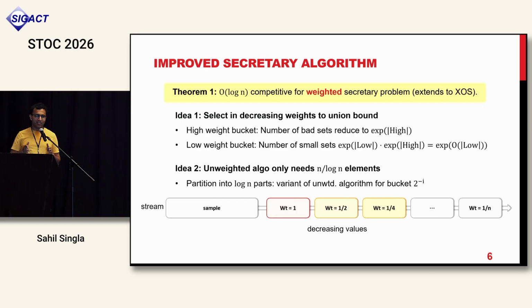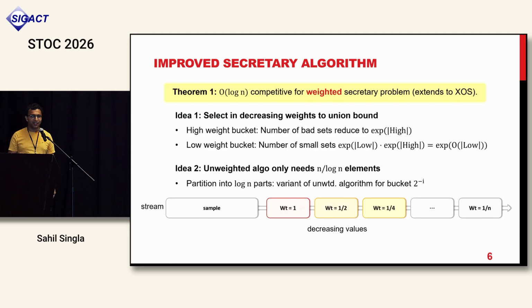I can just look at the first 1 over log n fraction of the input, try to get a log n approximation for the high weight elements, then look at the next 1 over log n fraction of the input, try to get another log n approximation for the second class, third class, and so on. So rather than picking one scale, we are gradually decreasing the scale. Start with the largest scale, scale 1, then half, then quarter, and so on. That's the high level idea.